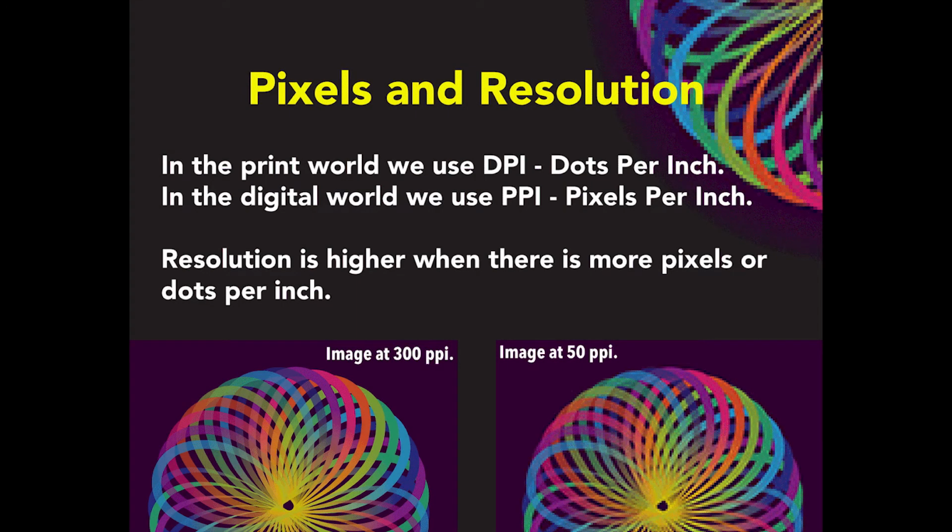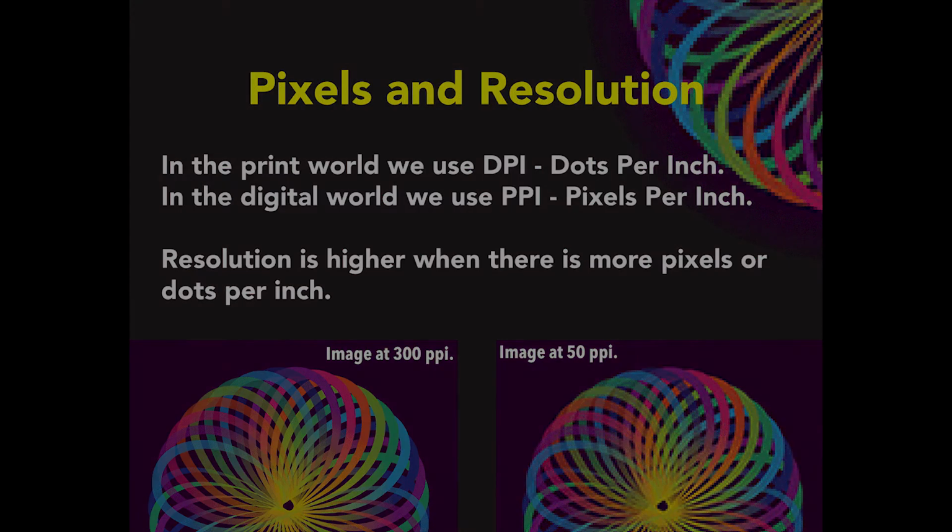Pixels and resolution. In the print world, we use DPI, that's dots per inch. In the digital world, we use PPI, which is pixels per inch. This is almost interchangeable, but not quite. But for most of our purposes here, it would be interchangeable. Resolution is higher when there are more pixels or dots per inch. You can see here we have an image at 300 dpi on the left and one at 50 dpi on the right. And obviously the one on the right is more jagged.